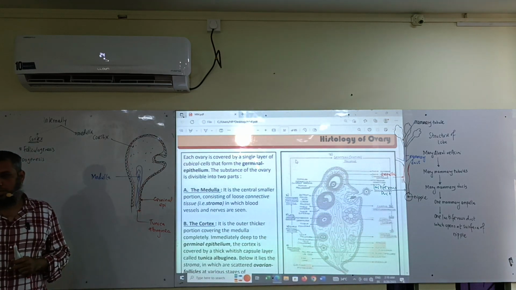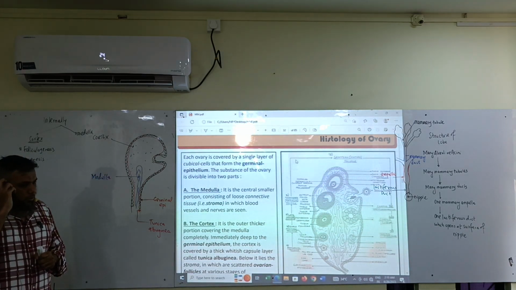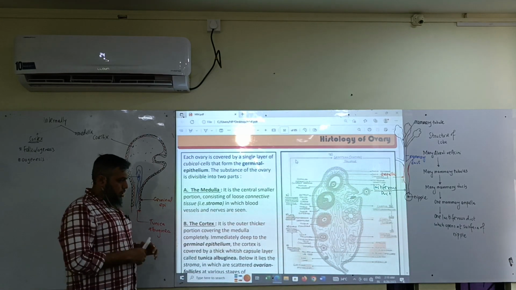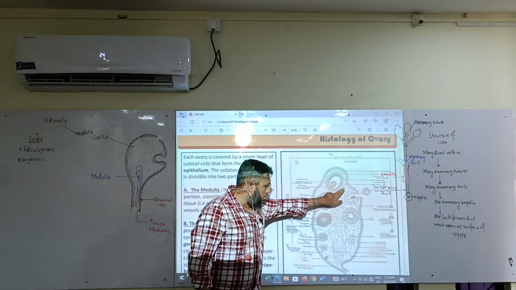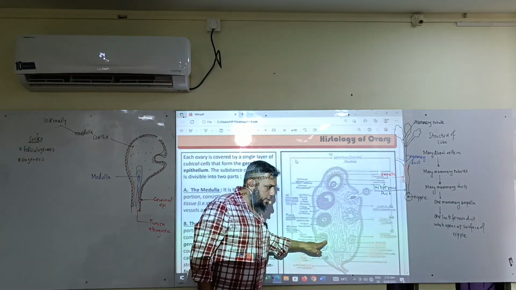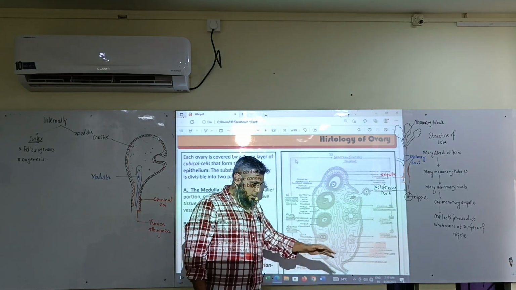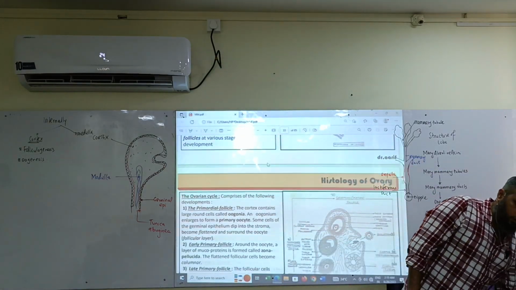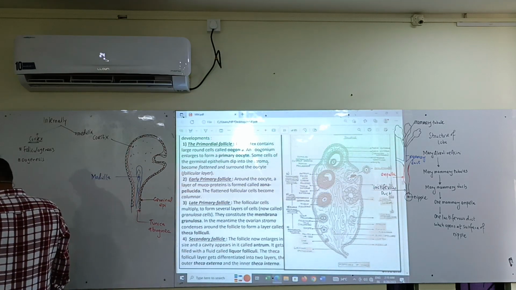So first, let us try to study in detail the process of folliculogenesis. These are the different types of follicles that are developing inside a mature ovary. Okay, just scroll it down. Okay, now see here, kids.